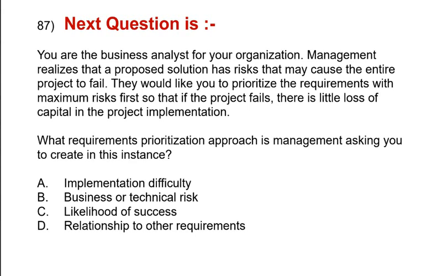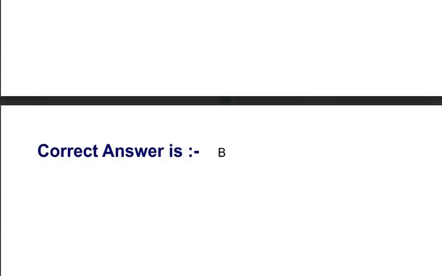Option A, implementation difficulty. Option B, business or technical risk. Option C, likelihood of success. Option D, relationship to other requirements. Correct answer is option B.